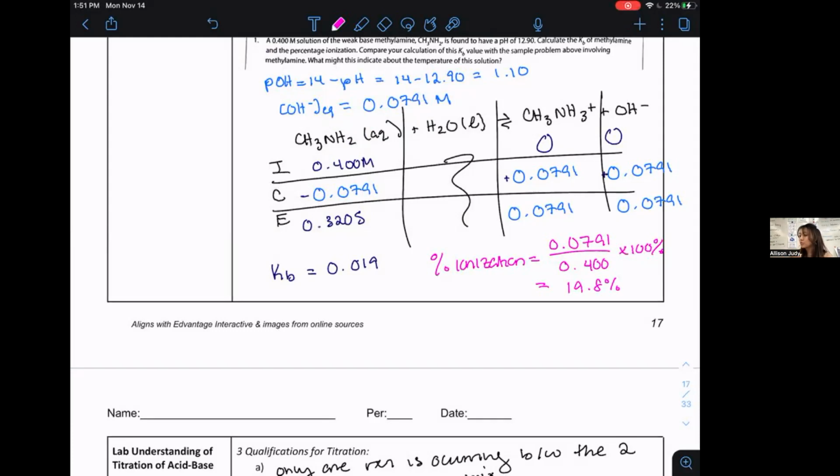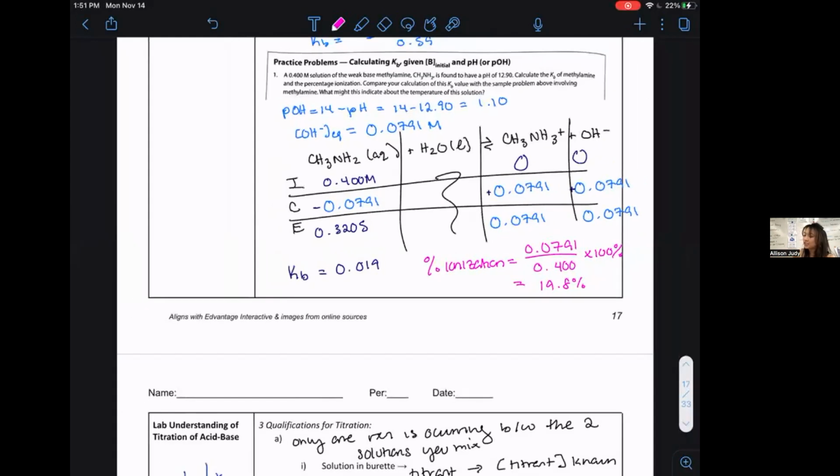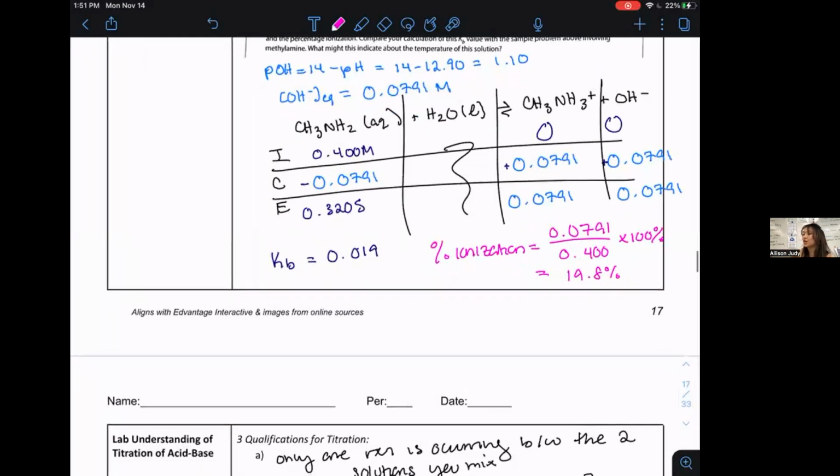Depending on how this question was exactly, and I'm not exactly sure what this question was looking for, you also could have done the Ka value over the initial concentration. That would have also been another type of percent ionization if you did Ka over initial.